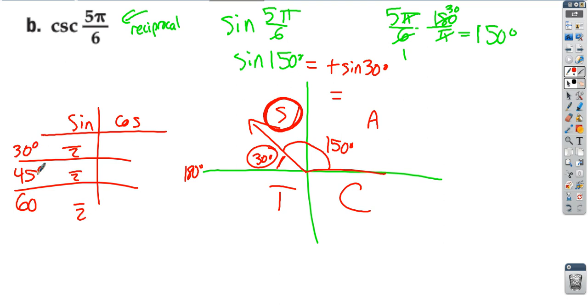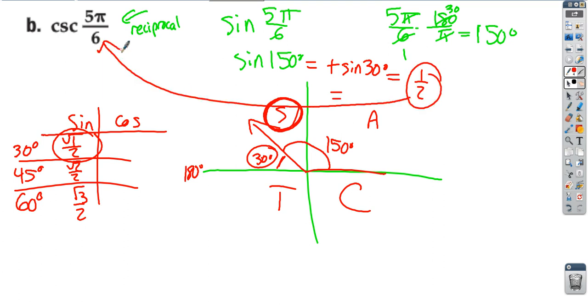These are 30, 45, and 60 degrees, and it goes root 1 over 2, root 2 over 2, root 3 over 2. So the sine of 30 is 1 over 2. That's not what we wanted, though. We wanted the reciprocal of that. So if the sine of 150 is 1 over 2, that means the cosecant of 150 would be the reciprocal of 1 over 2, which is 2 over 1, or just 2. So that's how we would fill that in.